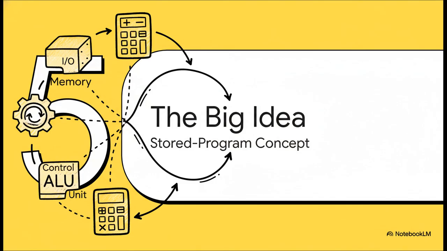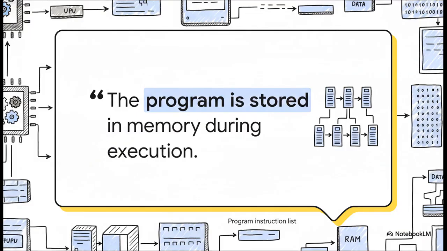So we've toured the 4 rooms: memory, the control unit, the ALU, and I/O. But the true genius of the von Neumann architecture isn't just these separate components. It's one single revolutionary idea that ties them all together. This is it, right here, the stored program concept. You see, before this came along, programs were literally hardwired into the circuits of a machine. If you wanted to change the program, you had to get out your tools and physically rewire the computer.